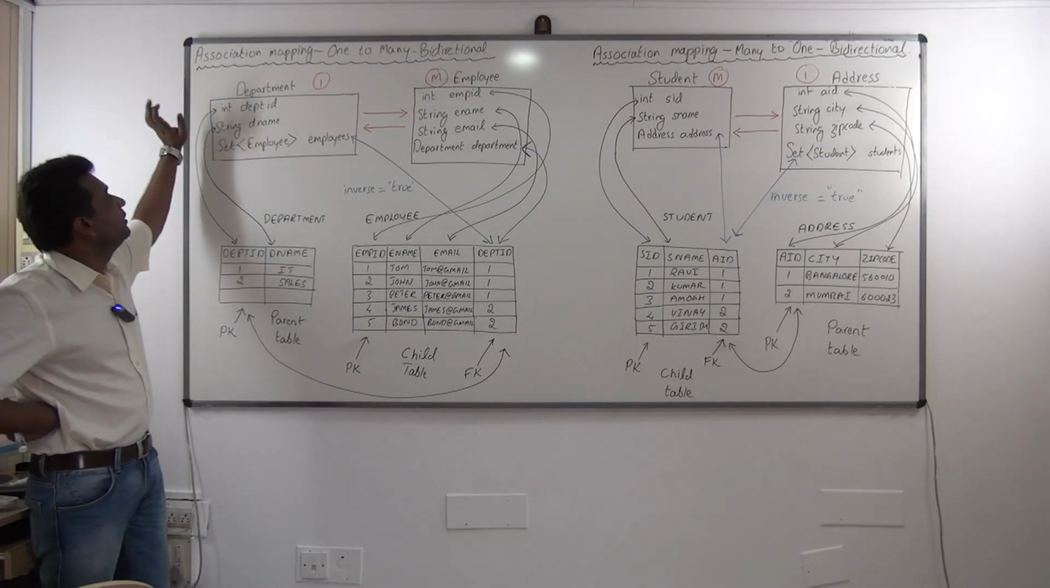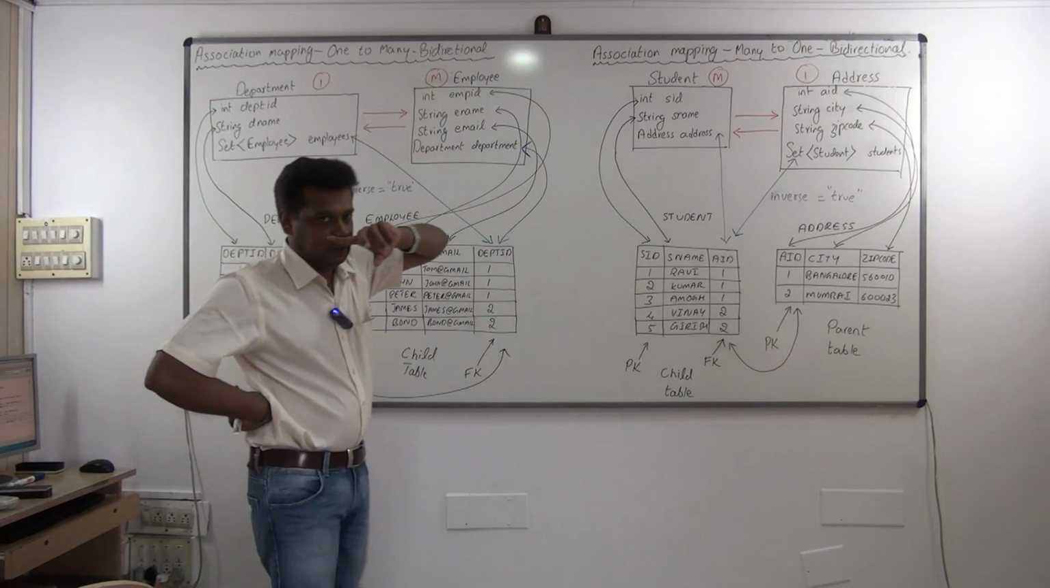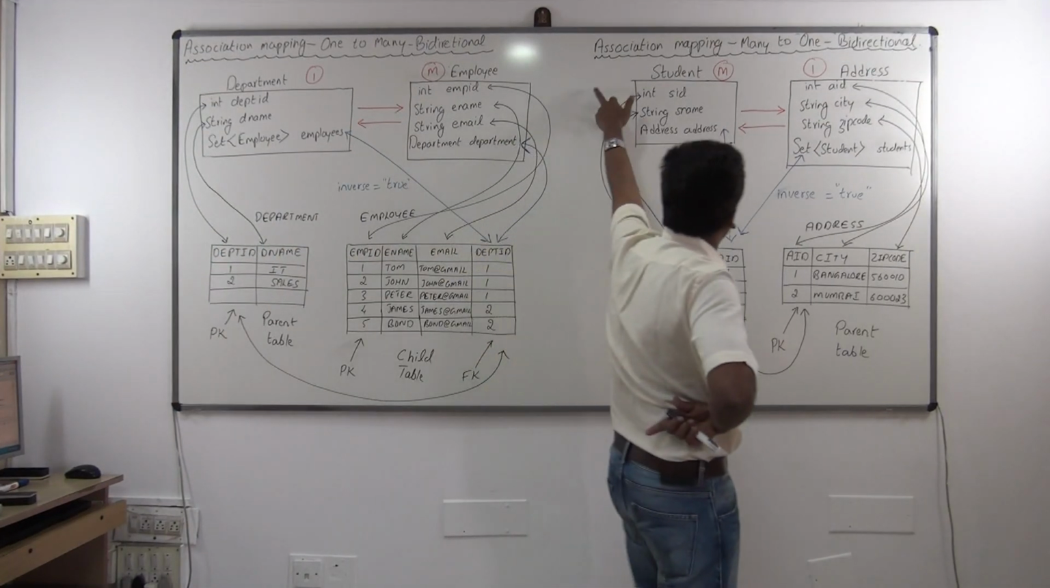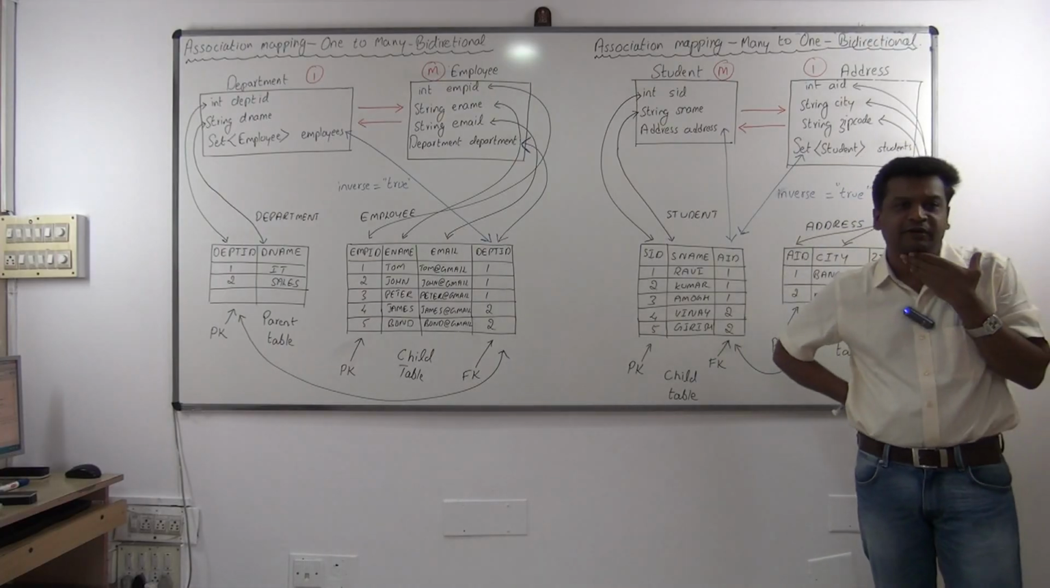Okay, today's topic would be association mapping, one-to-many bidirectional. And one more topic I'll be covering today: association mapping, many-to-one bidirectional. So these are the two topics I'll be covering today.